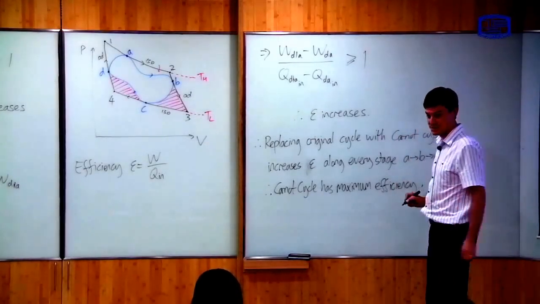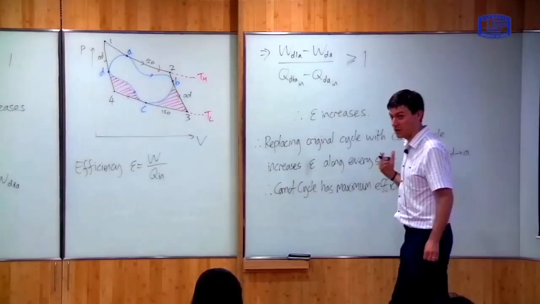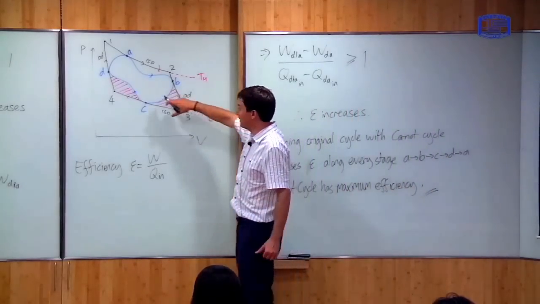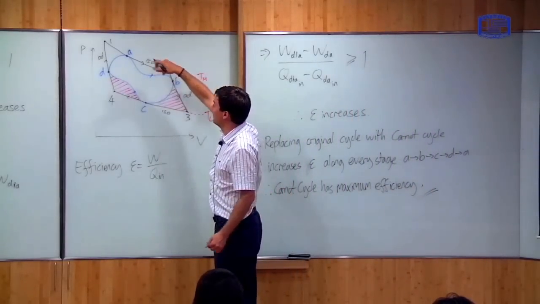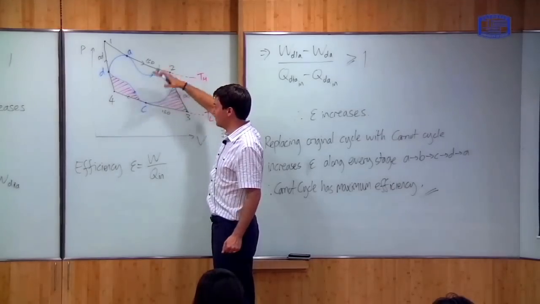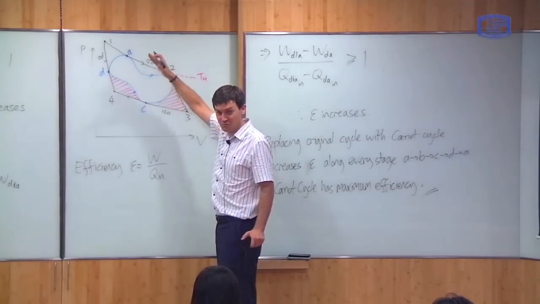And that completes the proof. We started with an arbitrary cycle and I showed that by replacing it by a Carnot cycle between the same two temperatures, we must increase the efficiency.